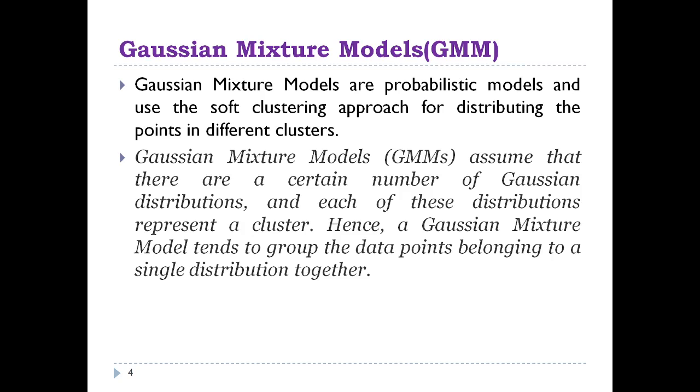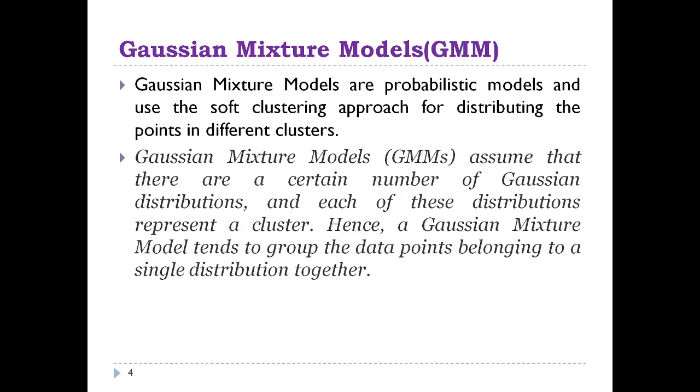Next, very important is the Gaussian mixture model, that is GMM. These models are probabilistic models and use the soft clustering approach for distributing the points into different clusters. These models assume that there are a certain number of Gaussian distributions and each of these distributions represents a cluster. Hence, a Gaussian mixture model tends to group the data points belonging to a single distribution together.